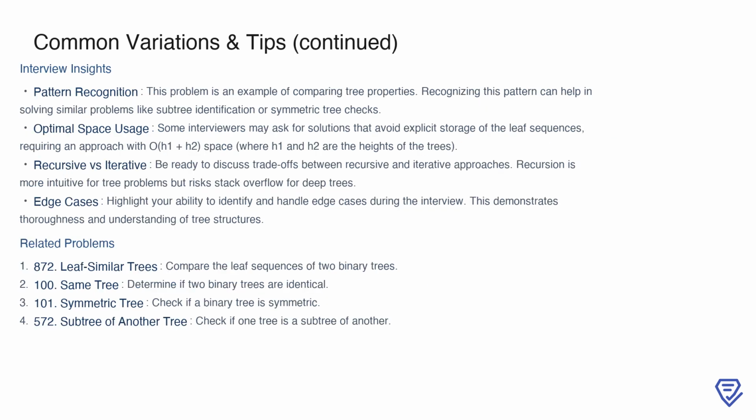Now, let's discuss some insights that are particularly relevant for interviews. This problem is a great example of comparing tree properties. Recognizing this pattern can help you tackle related problems, like detecting subtrees or checking if a tree is symmetric. Interviewers may also look for solutions that optimize space usage. For instance, instead of explicitly storing the leaf sequences, you could design an approach that uses O(h1 plus h2) space, where h1 and h2 are the heights of the trees.